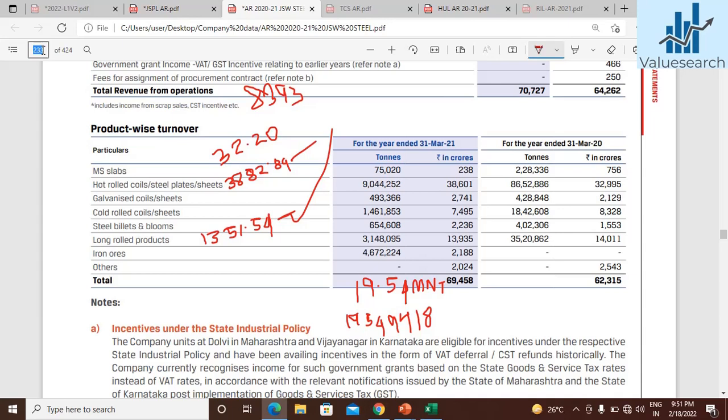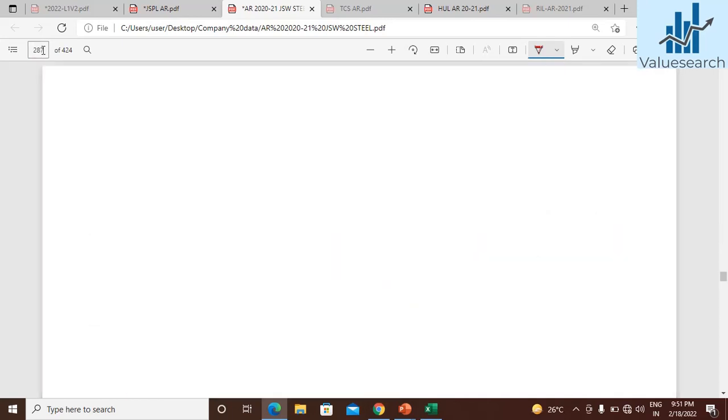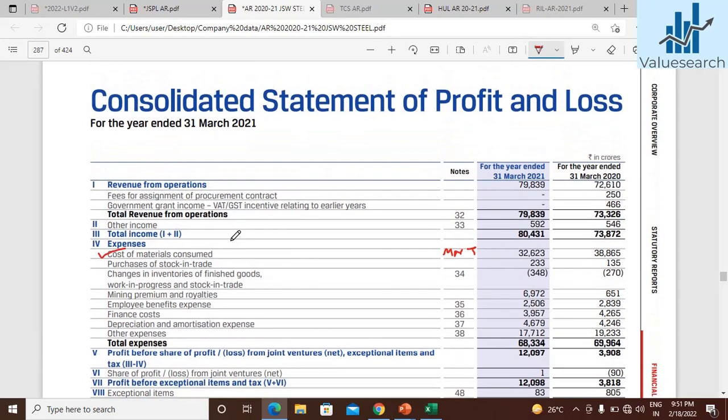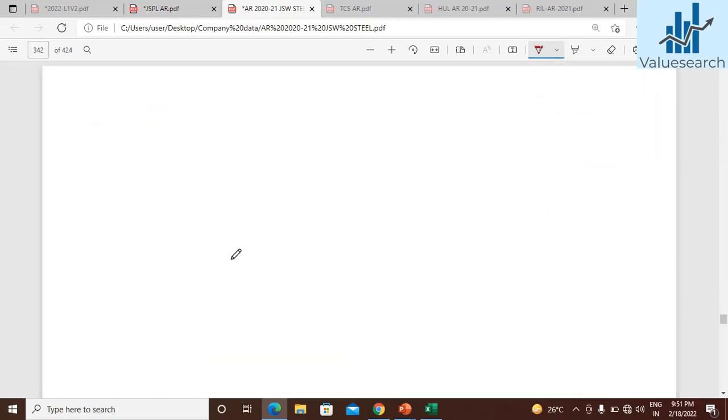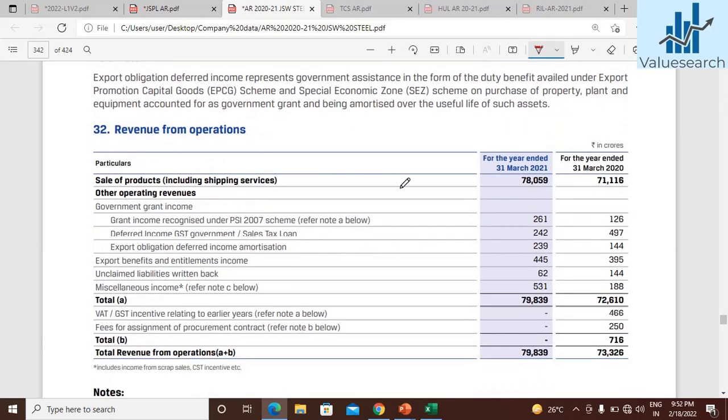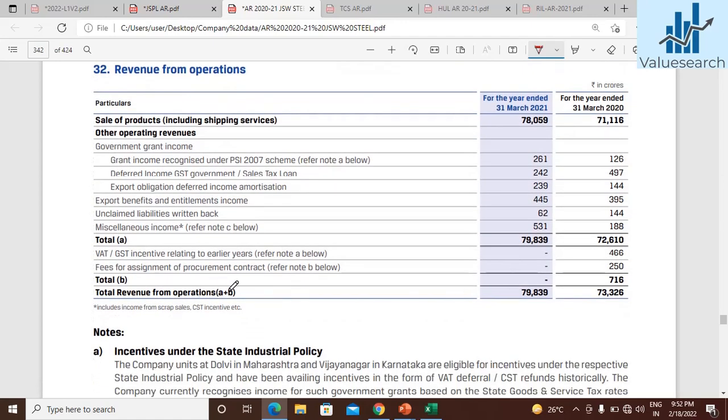The same thing will happen for company's consolidated numbers. Just take a look at this company's consolidated numbers. This is the consolidated statement of profit and loss. You can see again, revenue from operations is given, total revenue from operations is given, other income is given. So now let's look at note number 32 and 33. Here you go. You can see again, this is your sale of products including shipping services. Now everything is given over here. You can see revenue from operations of this company and then total revenue from operations.